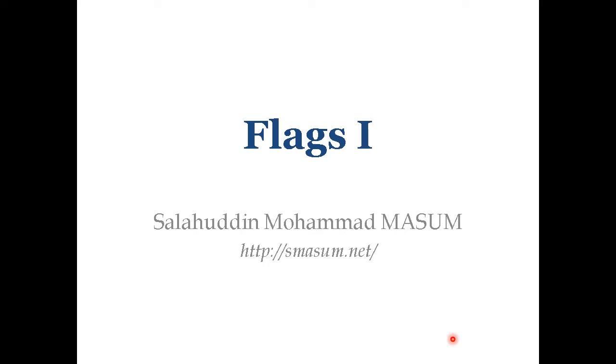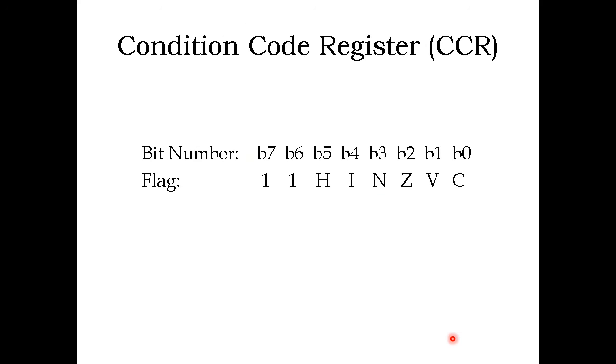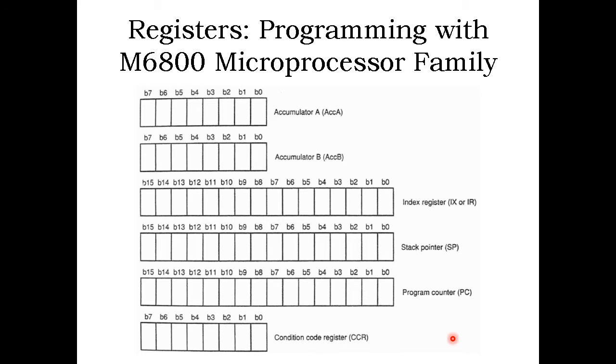We're going to start our next lecture, which is on flags. So again, before we start the lecture, let's review all the registers. We have been working with the registers for a while now. So we know the accumulators, we know some other registers. We don't know the purpose of all of those. But today we'll be talking about the very last one here on the list, which is the condition code register.